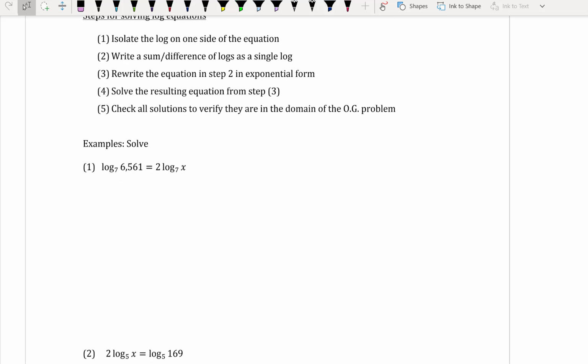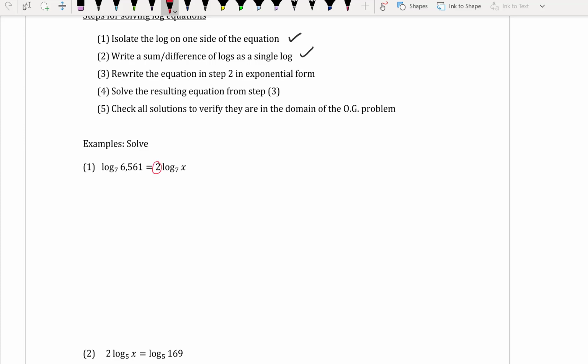So we want to solve this log. First step, we want to isolate the log on one side of the equation. Well, here's a log, and it's isolated. So step number 1 is done. Step number 2 is write a sum or difference of logs as a single log. Well, that's already done, so we don't need that. And here, what we want to do is solve this logarithm.